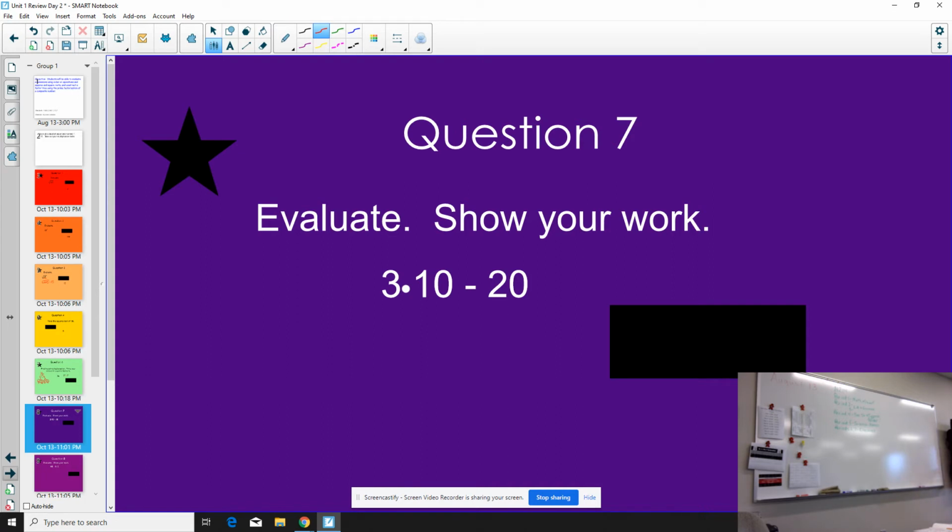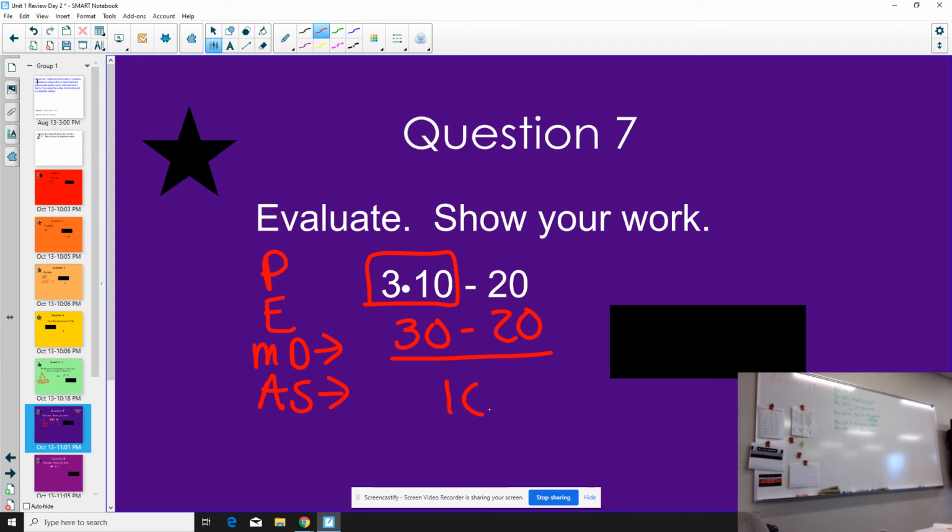Okay, so PEMDAS tells us to do parentheses first. I don't have any. Then exponents. I don't have any. Then all the multiplication division from left to right. So I do have a 3 times 10, which is 30. And then I'm just going to write down my minus 20. The last step is always add and subtract from the left to the right. Well, I just have 30 minus 20. See if you had the answer 10.